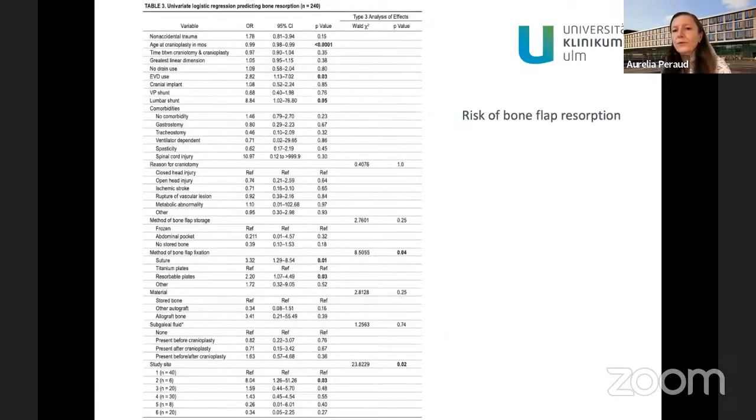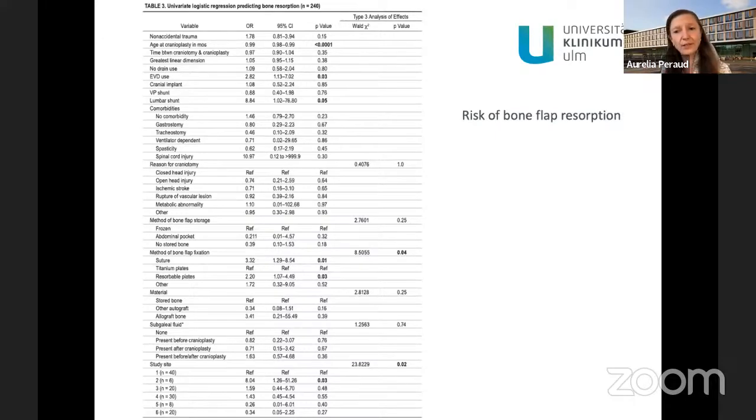And when it comes to the risk of bone flap resorption, Mr. Shivan already said it's quite high, or higher in younger patients than in older patients. The age is really negatively related. So the younger the patient, the higher the risk also that the bone flap you reimplant might be resorbed. But also the mode of fixation of the bone flap is of importance.